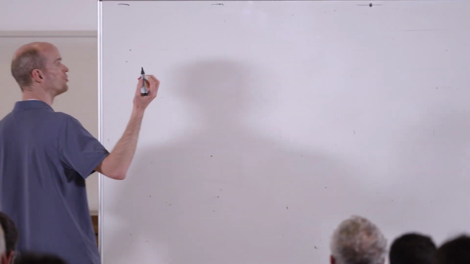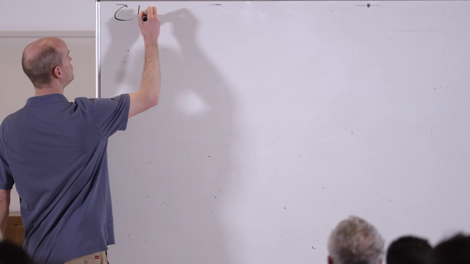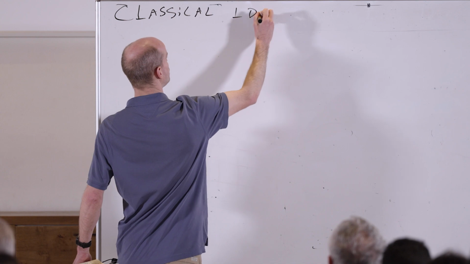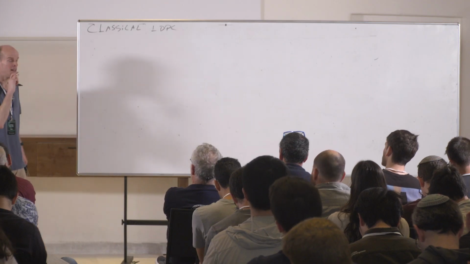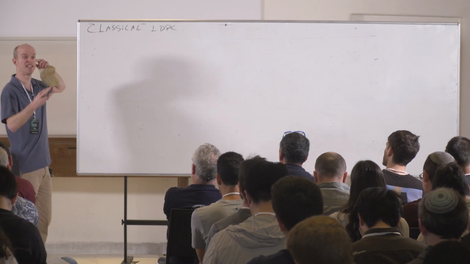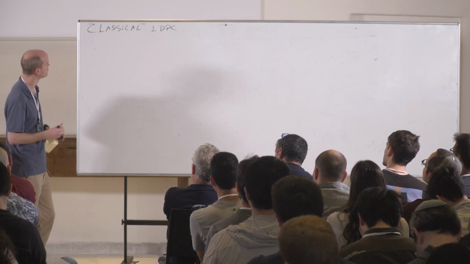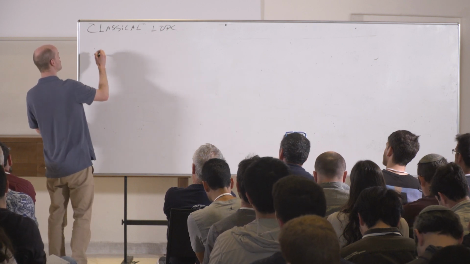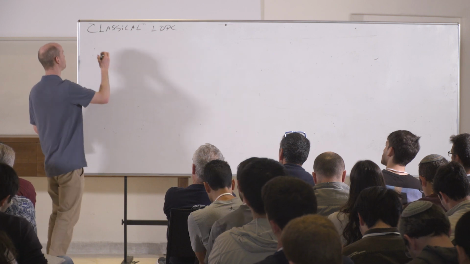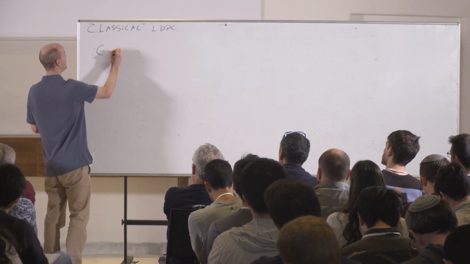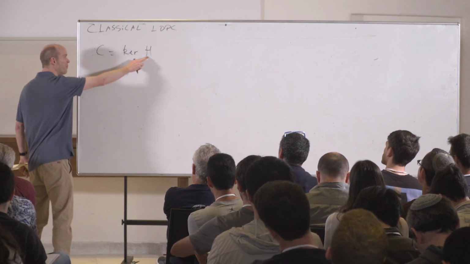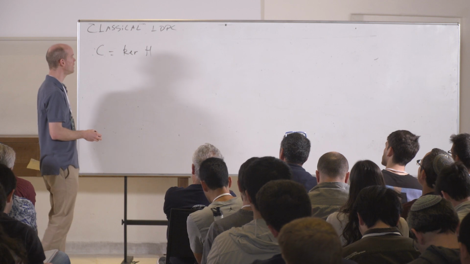What I want to talk about now is the classical case, so classical LDPC codes. These were discovered quite early by Gallager in his thesis, in the 60s. So what is a classical LDPC code? It's a classical code, a linear subspace of F2 to the n, defined as the kernel of a parity check matrix H, which is sparse.